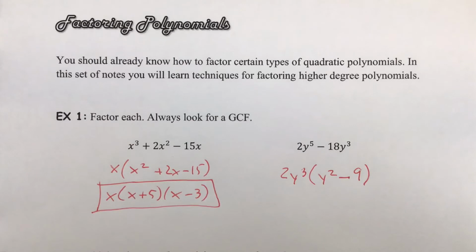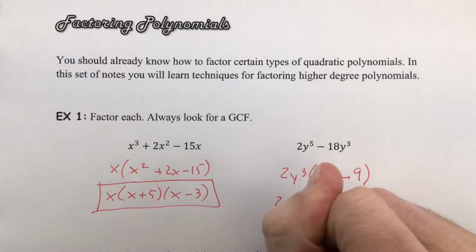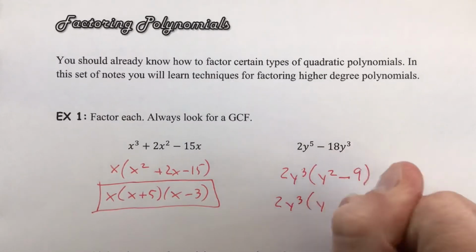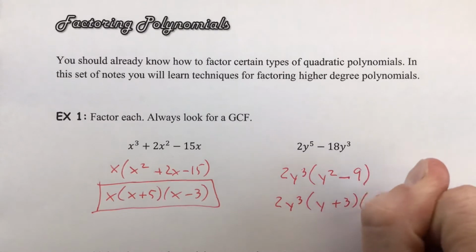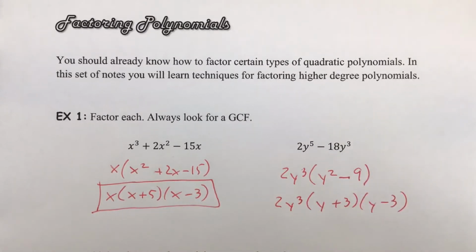And what reveals itself is the difference of squares. And the difference of squares is created using conjugates. So this is going to be 2y cubed times y plus 3 times y minus 3.